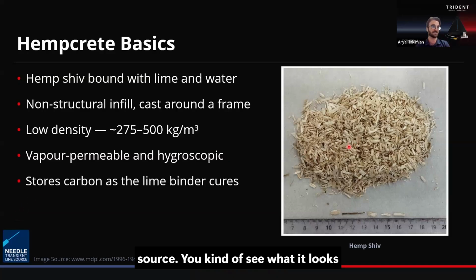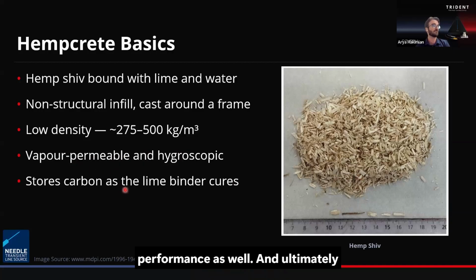So for those maybe unfamiliar with hempcrete, hemp is a bio-based material source. You can see what it looks like here in its cultivated state; it almost looks like wood chips. But this is something that has shown really interesting performance capabilities, not only from a thermal and more of the insulation side, the insulative performance, but also some vapor permeability and hygroscopic performance as well.